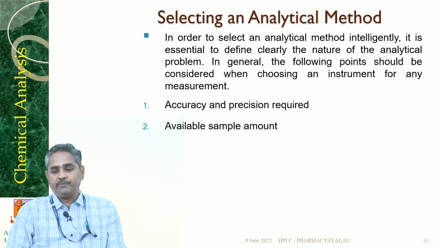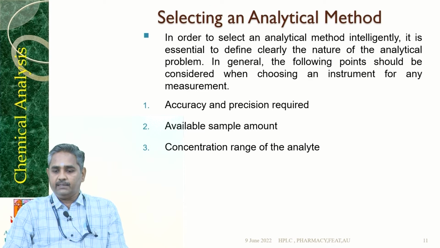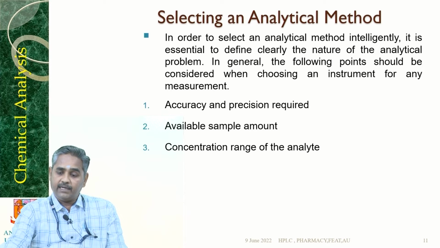Second point is available sample amount. If the sample amount is very low, you should go for HPLC only. If it is very large, you can go for UV and IR or NMR and MAS. If the available sample is very low, the only choice is HPLC and LCMS, hyphenated techniques like LCMS. And concentration range of the analyte. How much concentration range is needed for analyzing the unknown substance? Concentration range like 0.1 to 0.5 microgram or 10 to 50 microgram per ml concentration of the analyte available.